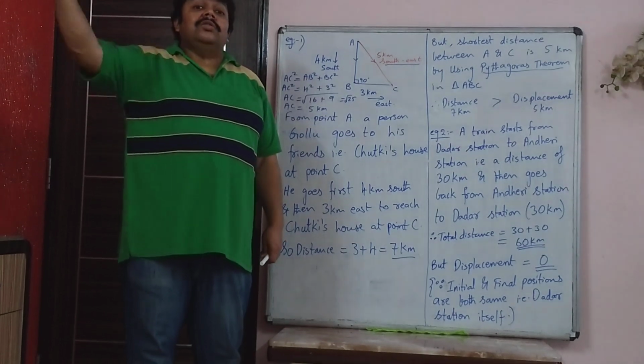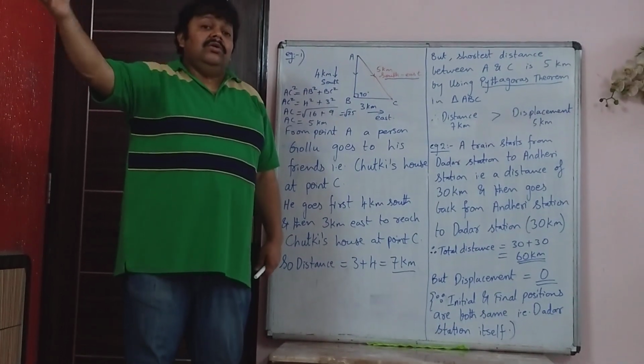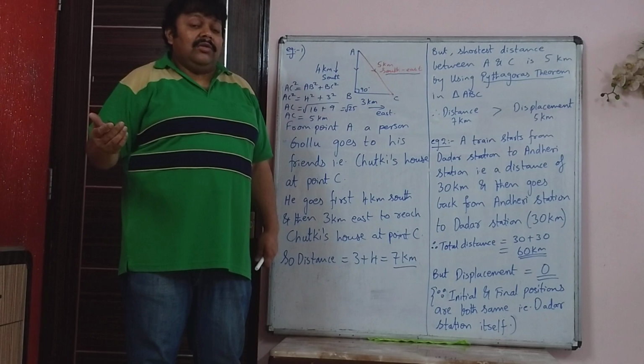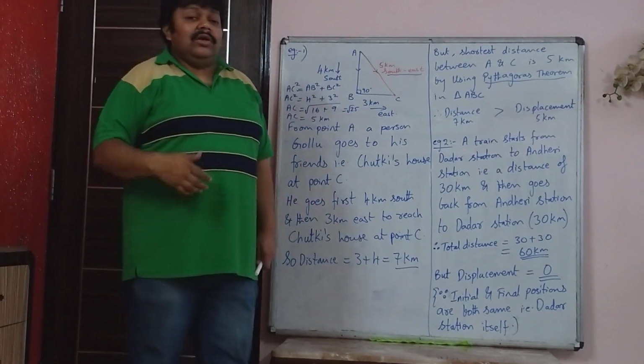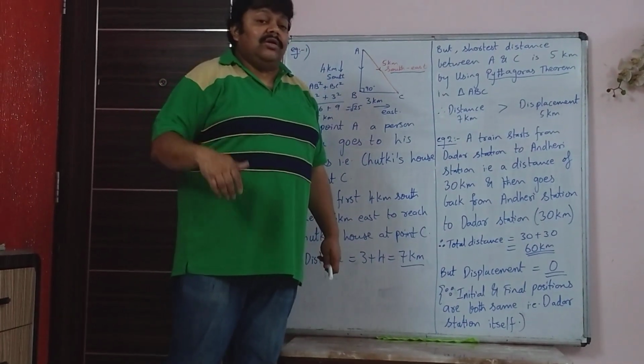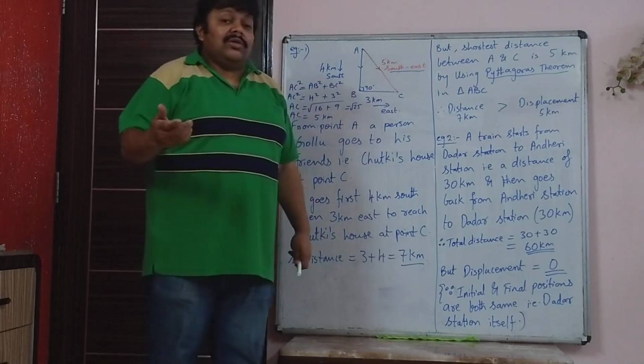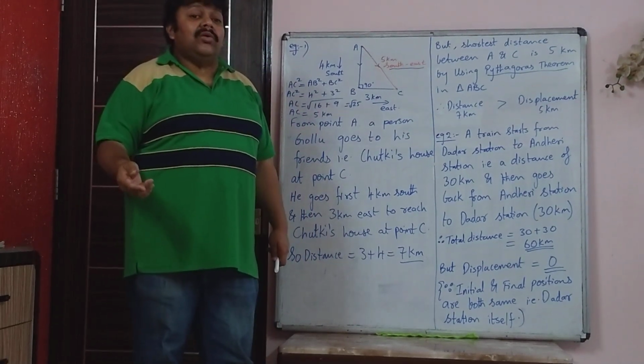Why? Because it has come back to the initial position. The original and final position is the same. So there is no difference between original and final position. So when you say what is the displacement, displacement is 0.